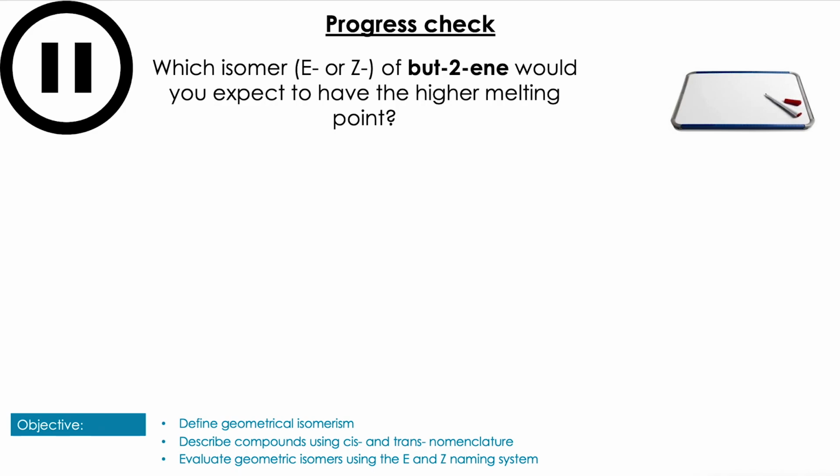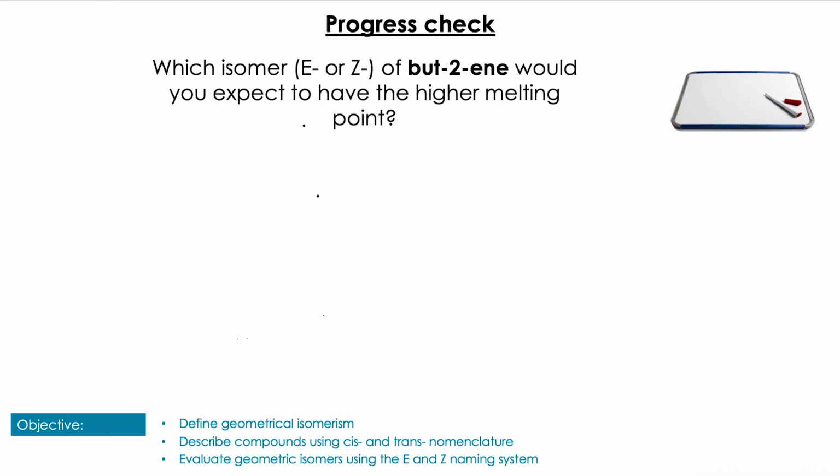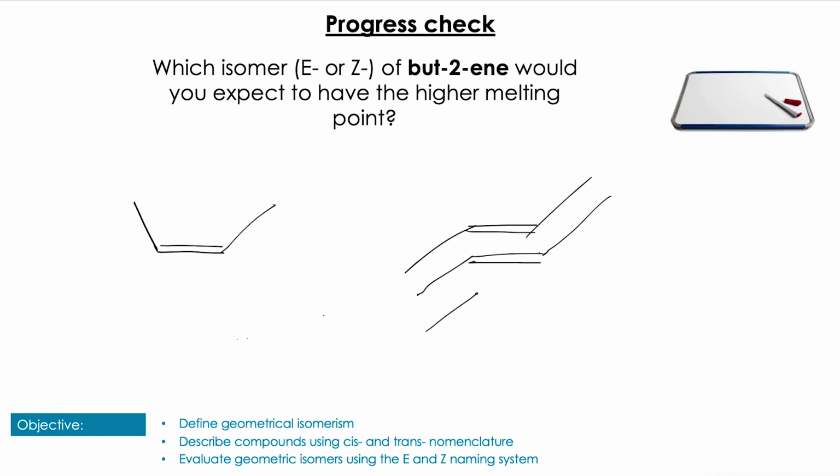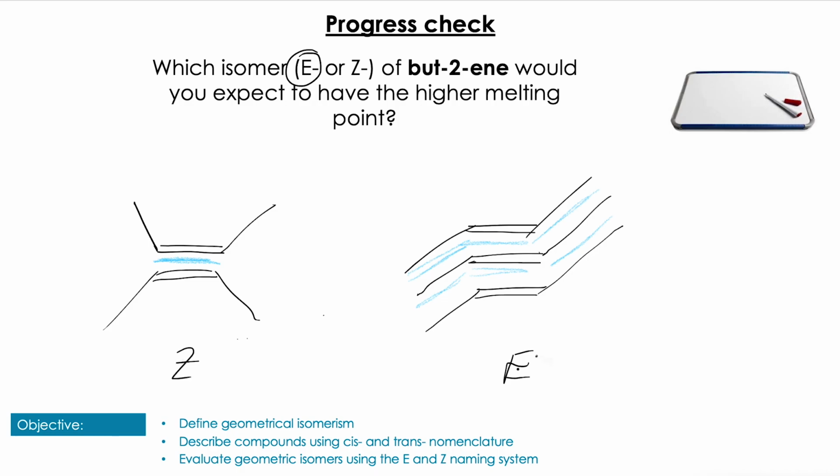So when we think about melting point, remember we're thinking about solid state packing and how closely these molecules can get to each other. And in butene for the E isomer, we can see that they stack very easily. They pack very well together. And so we're going to have a higher intermolecular force between these, which is going to mean it takes more energy to separate them. And therefore the E isomer is going to have the higher melting point.